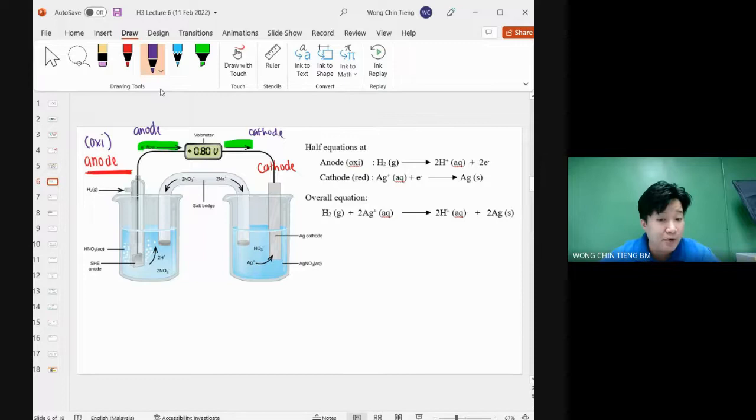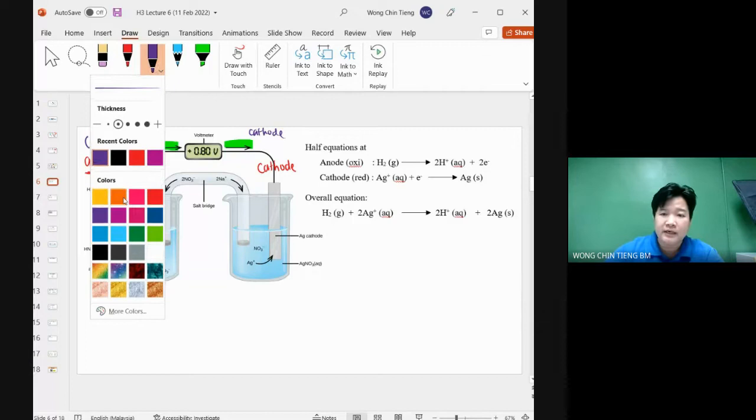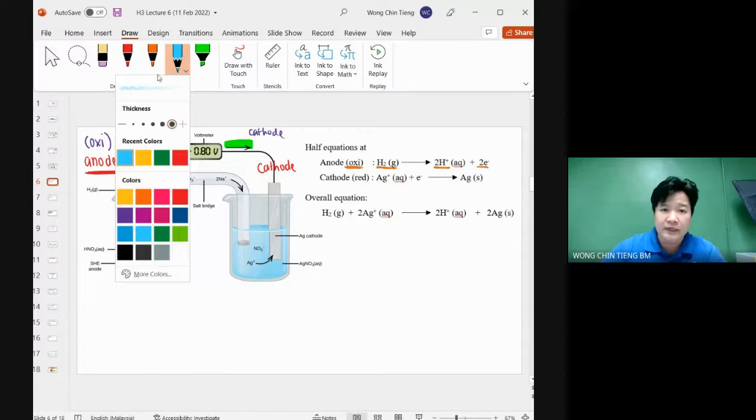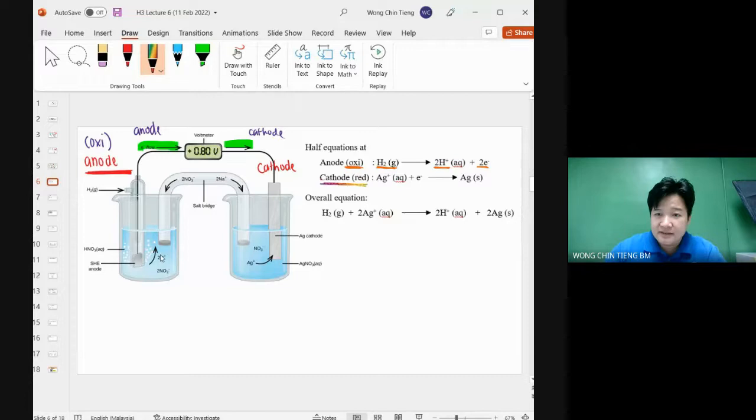So looking at your anode first, your anode undergoes oxidation. Your hydrogen gas undergoes oxidation to become 2H+ plus 2 electrons. And then your cathode, vice versa. If you look at your cathode over here, it is Ag+. So you have Ag+ aqueous undergoing reduction, plus 1 electron, to become Ag.